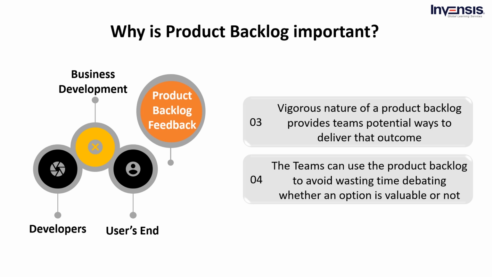The teams can use the product backlog to avoid wasting time debating whether an option is valuable or not. The team can add a product backlog item to investigate the idea further when a new idea presents itself. The team can then prioritize consideration of that idea alongside other items and remove it from the product backlog if the idea does not progress toward the desired outcome.